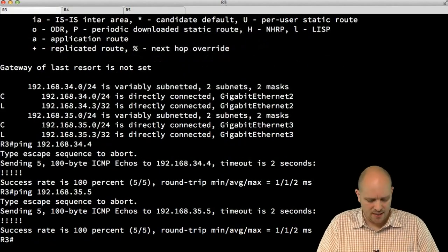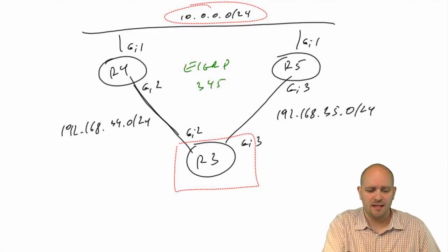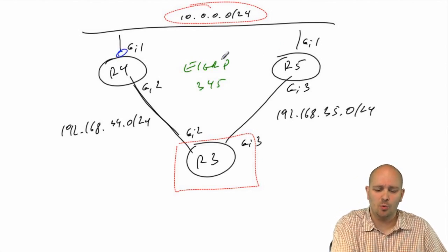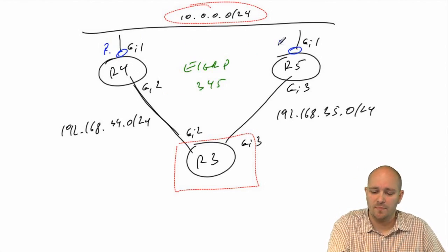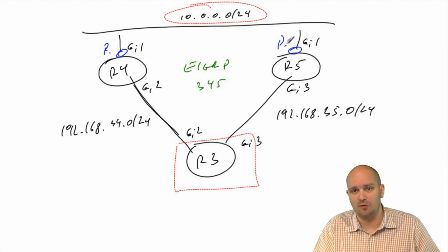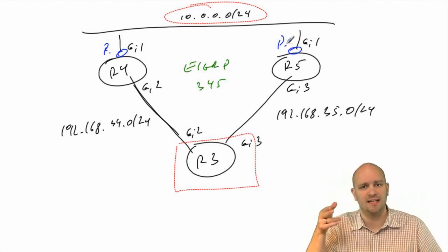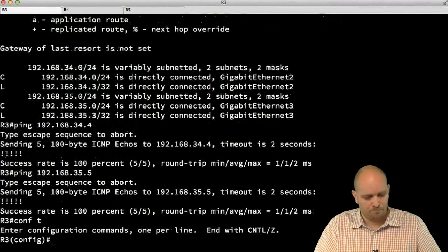So let's configure EIGRP here. Now this network 10 between my 4 and 5, I don't really need to have a neighborship here. So what I'm going to do on 4 and 5, I'm going to declare this interface gigabit 1 as passive. I just need these routes injected. I don't actually need the connectivity there. So let's start with R3.